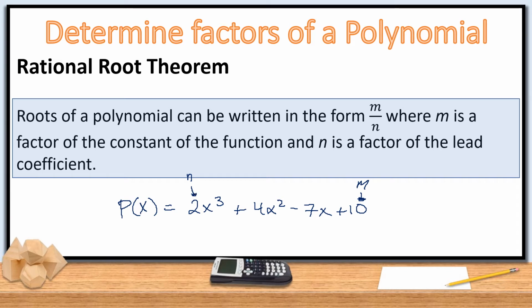So if you think of that, the factors of 10 are 1, 2, 5, and 10, and also minus 1, minus 2, minus 5, and minus 10. So you can make pairings out of those numbers to get 10. Factors of 2 are 1, 2, -1, and -2. So then you have to make combos of those being divided. So 1 divided by 1 is 1. So we would say possible zeros.